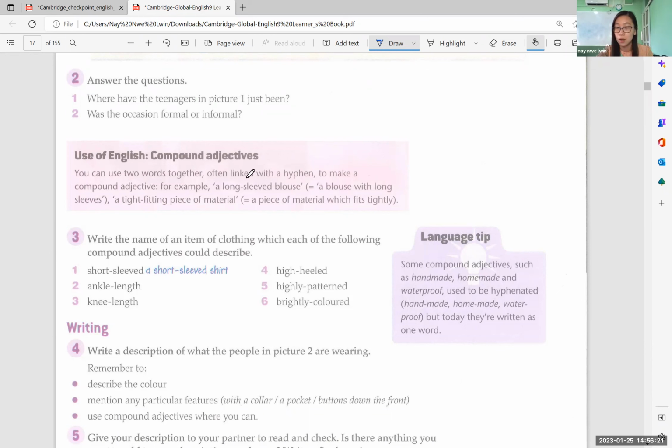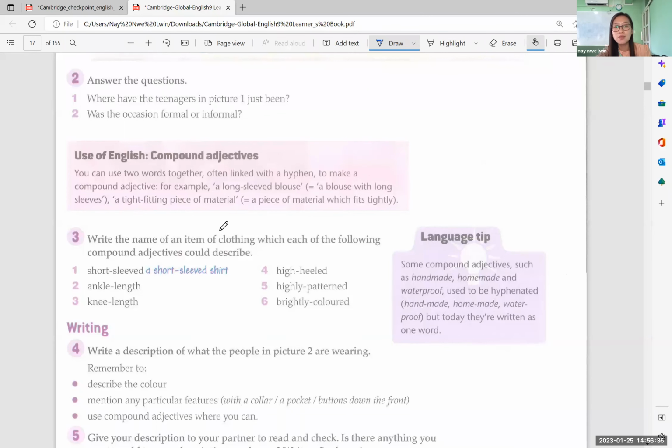We have to use a hyphen, right? A tight fitting piece of material. So instead of writing a piece of material which fits tightly, we can use tight fitting piece of material. So they are compound adjectives, right? So we'll look at number 3 there.